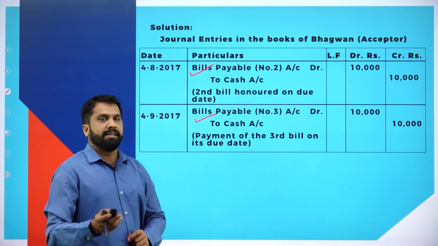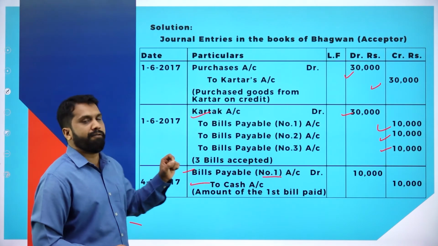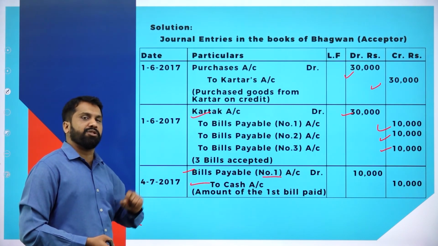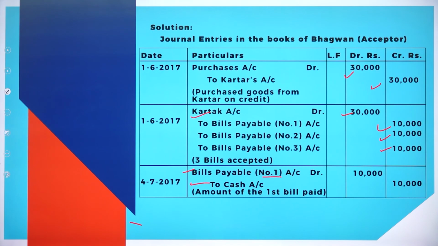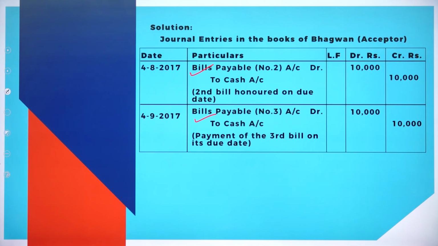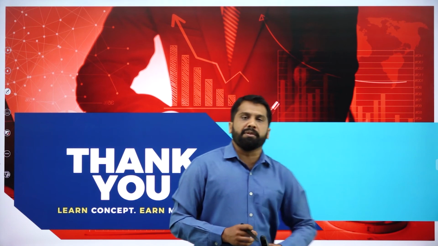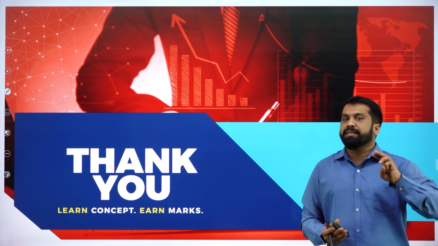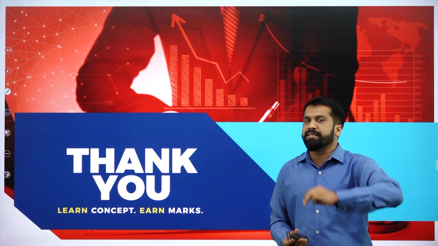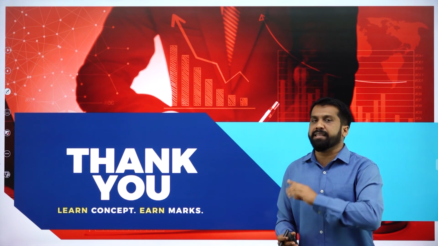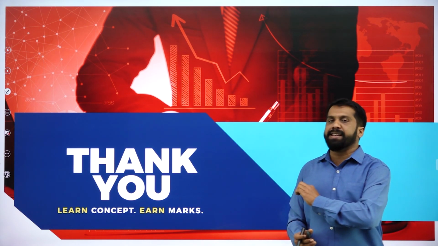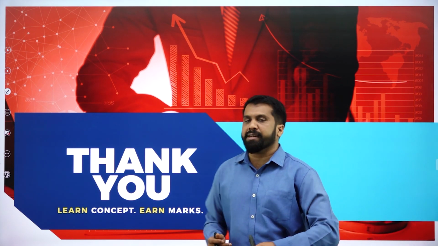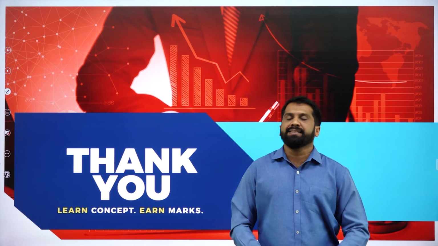Clear? Yes. I'll go back to your journal entries of the buyer. First one, second one, third one. Please take a screenshot of this. Yeah, this is all about today's session. We learned the concept of installment. Like, 3 times they have done sales, how to pass the journal entry. In this, nothing is dishonored. That's why we have not taken any reverse entry. Clear? Yes. I'll end this session with the saying: learn the concept and earn marks.